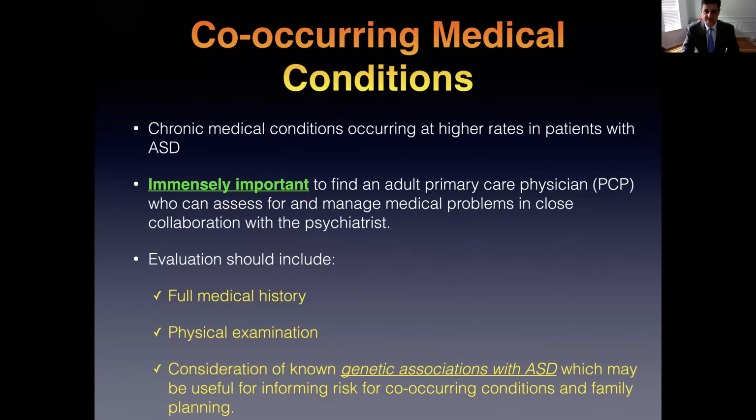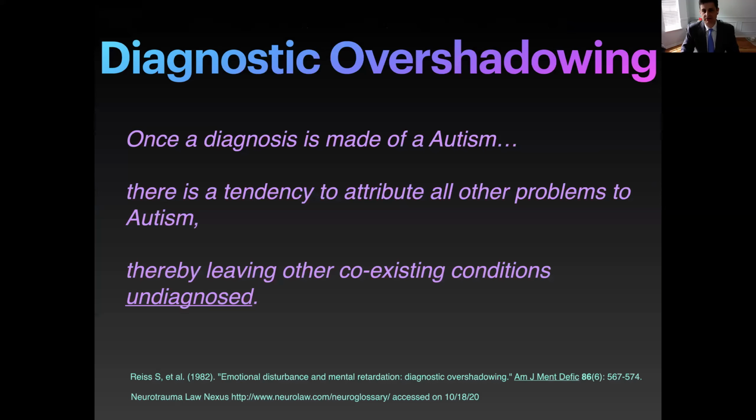Okay, now the concept of diagnostic overshadowing is important here. Diagnostic overshadowing means that once a person has been diagnosed with autism, a lot of times other symptoms may be dismissed as just being due to autism. So if someone has autism, there's a tendency for us as families and as providers to attribute all of their problems to the autism, and that can leave coexisting conditions undiagnosed. So diagnostic overshadowing is a big challenge. I have a graphic here next I'm going to walk us through.